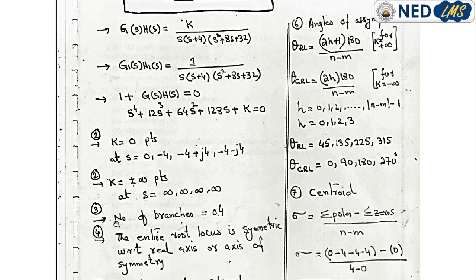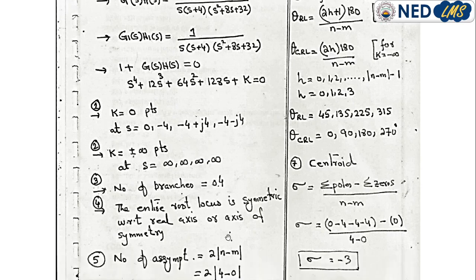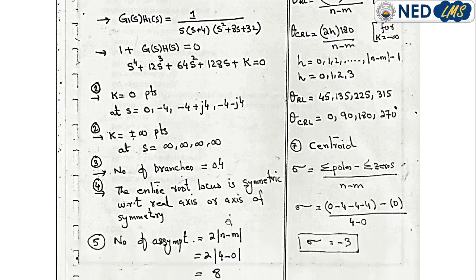Third property is the number of branches. The number of branches is equal to the degree of the characteristic equation or the number of poles. So we have 4 poles, or the degree of the characteristic equation is 4. The number of branches is also 4. The entire root locus is symmetric with respect to the real axis.